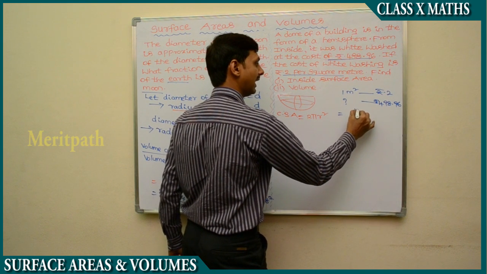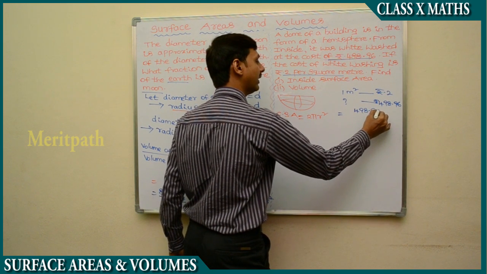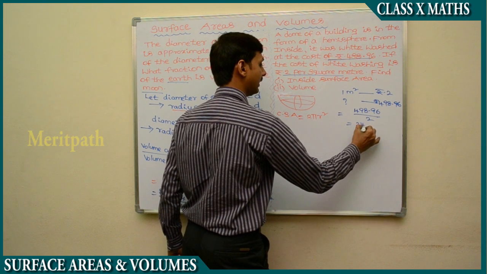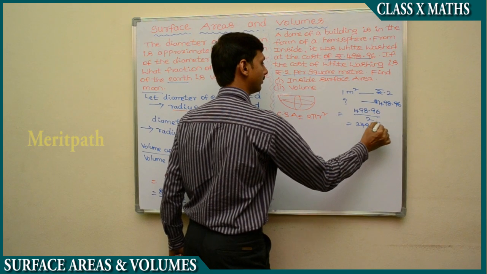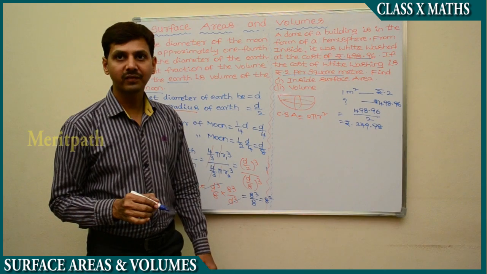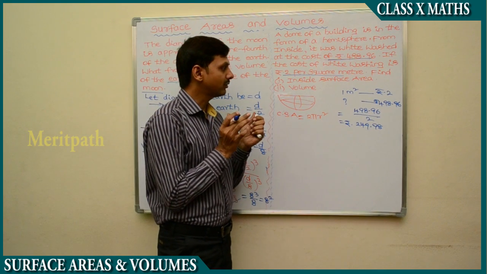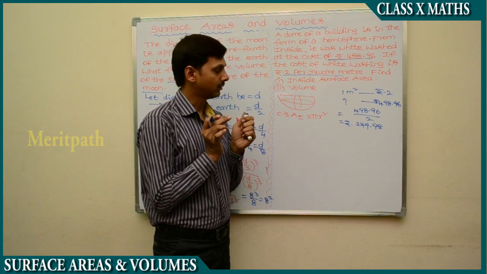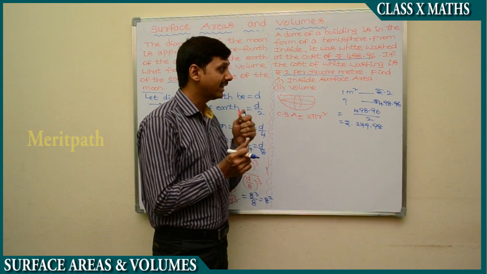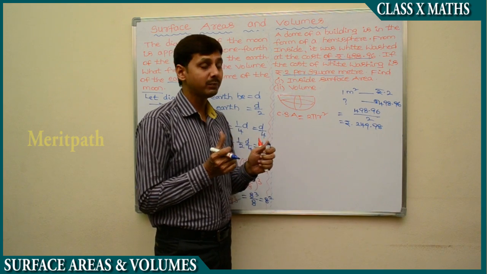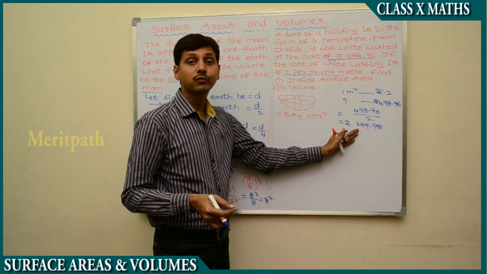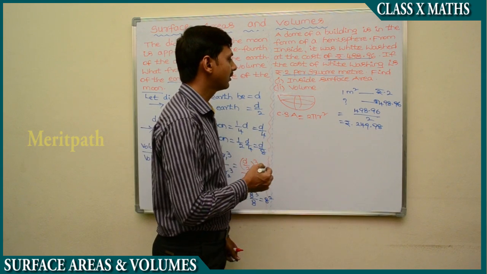So that is 498.96 divided by 2. Then we get 249.98. So this is a curved surface area, because for 1 square meter we get 2 rupees. So for 2 rupees we get 1 square meter, and for 498.96 we get how many square meters? We need to find out. So let's divide both. We got 249.98. So this is a curved surface area.